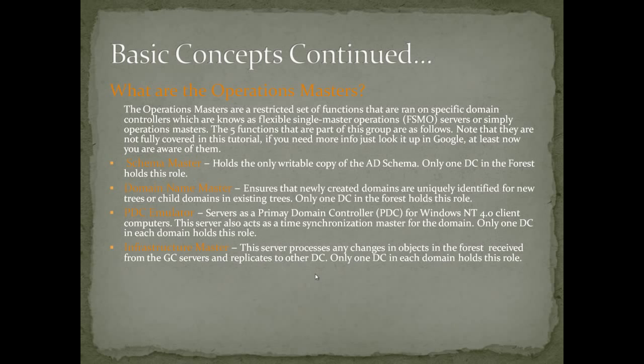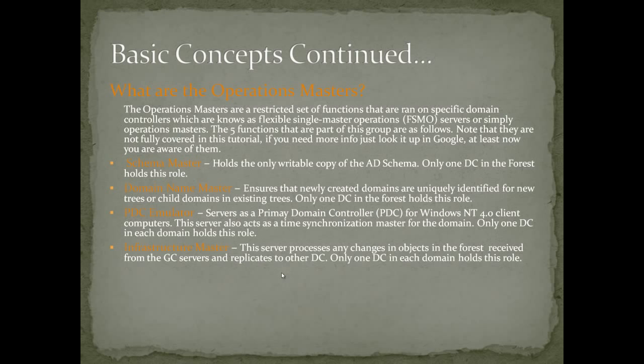The infrastructure master. This server processes any changes in objects in the forest received from the global catalog server and replicates them to other domain controllers. Now, it's recommended to separate the infrastructure master from the global catalog. If you have both on the same server, then the infrastructure master never really has a chance to send out the processed changes from the global catalog server.